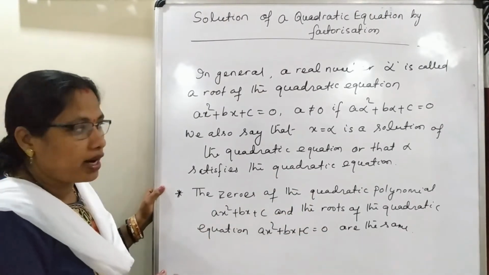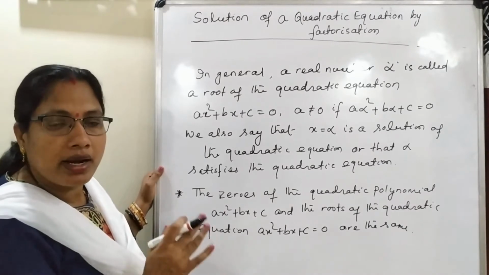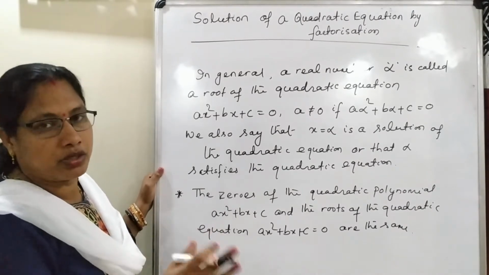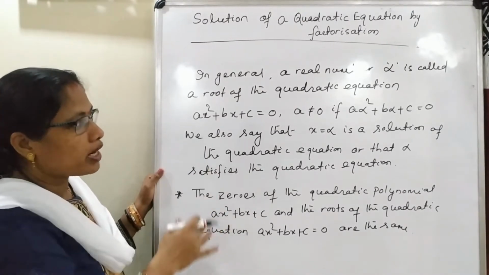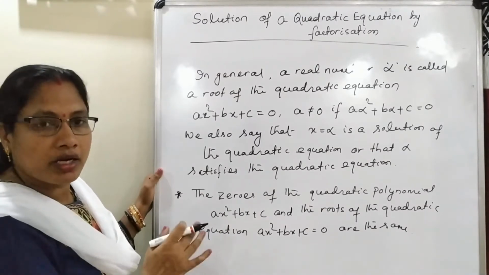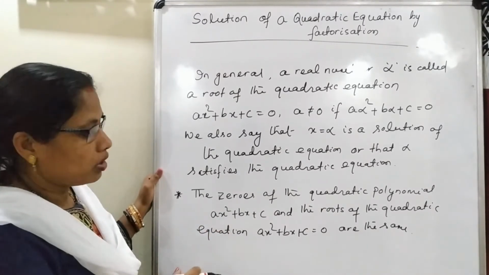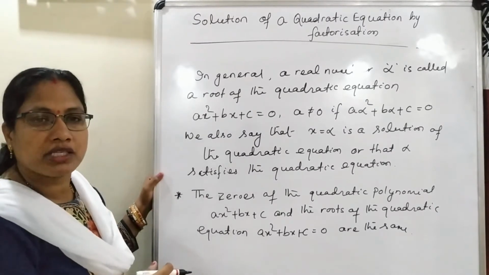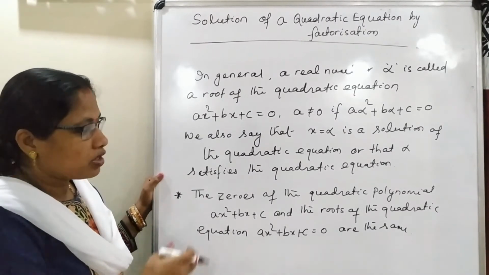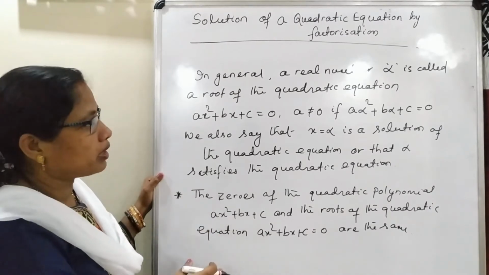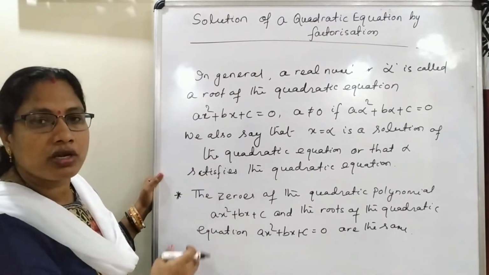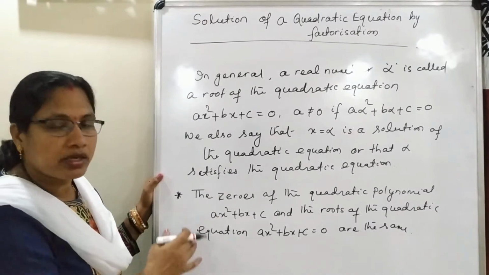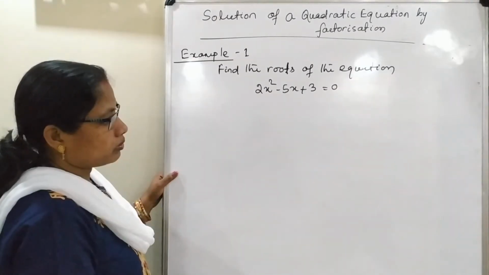Previously we know that a quadratic polynomial has at most 2 zeros. Here also a quadratic equation has at most 2 roots. All of you know how to factorize a quadratic polynomial by splitting up the middle term. So here we will use that method to find the solution of a quadratic equation. Let us solve some examples.